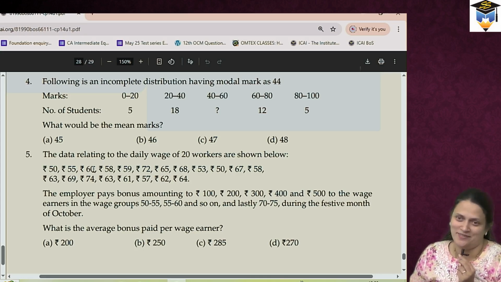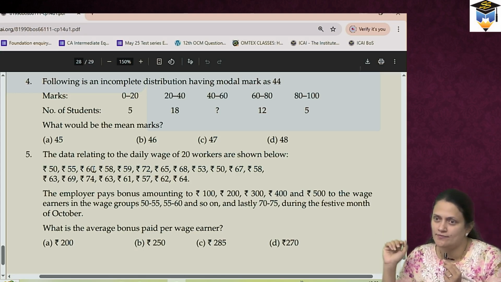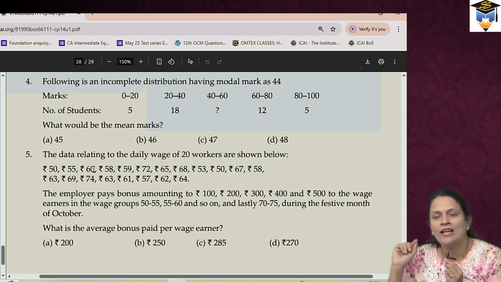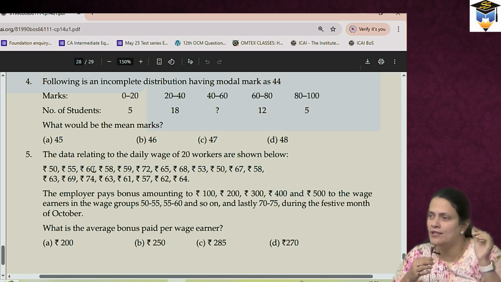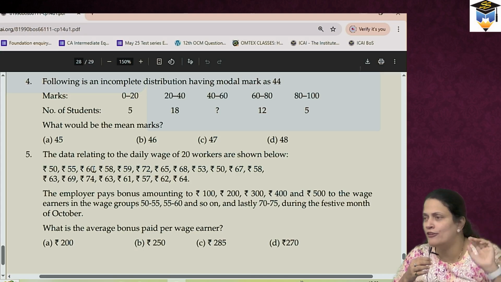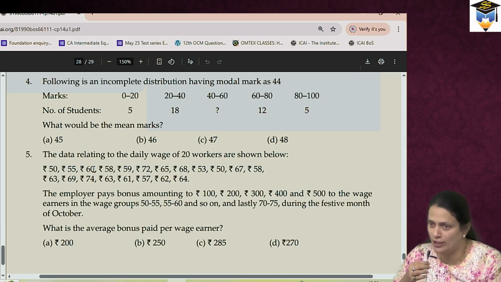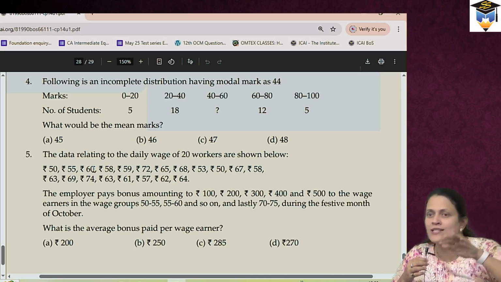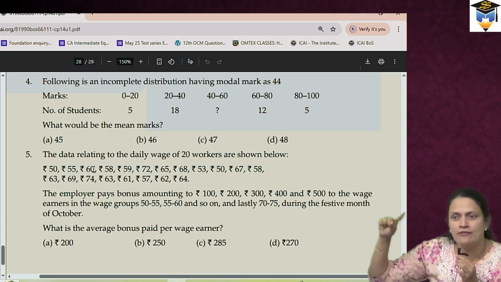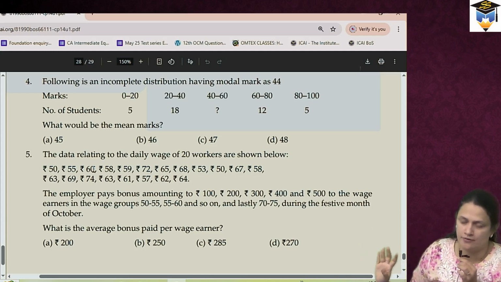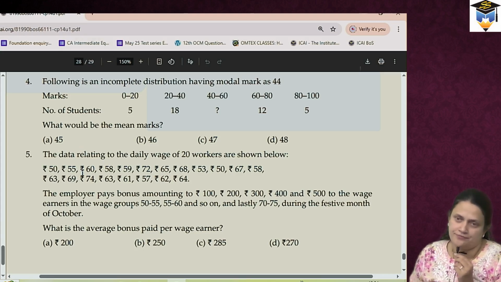Now an important thing. 55 can you consider in both? So where can you consider 55? In 50 to 55. In 55 to 60, lower limit is 55. So can you consider 55 again? No, you cannot. So when you try to find out the frequencies from 55 to 60, we are not going to consider 55. 56, 57, 58, 59, 60 can be considered. Okay? So now tell me the frequency.